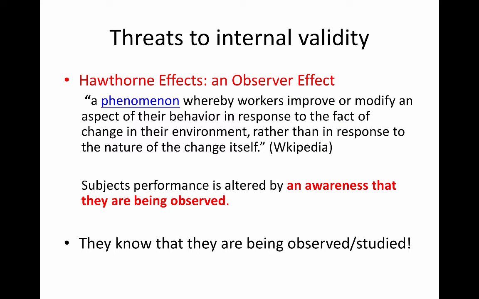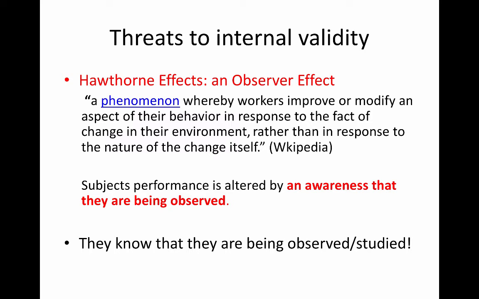So there are a number of threats to internal validity that could affect our ability to believe in the results. The first that we're going to talk about is the Hawthorne effect, and this is called an observer effect. It's a phenomenon whereby workers improve or modify an aspect of their behavior in response to the fact of the change in their environment rather than in response to the nature of the change itself. It doesn't have to be workers. So subject performance is altered by an awareness that they're being observed.